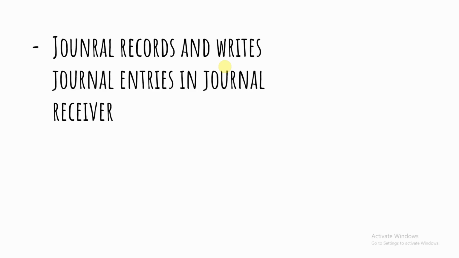Now there are basically two objects we must create: a journal receiver and a journal object. The journal receiver is of type *JRNRCV, and the journal is of type *JRN. First we create a journal receiver, then we create a journal object, and we attach that receiver to that particular journal. So the journal basically writes the journal entries, which will be written to the journal receiver using the journal.